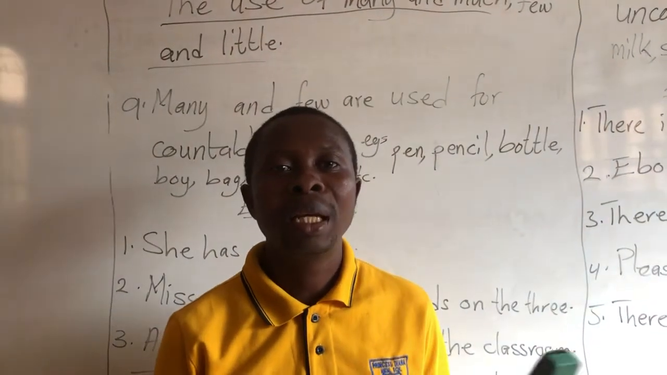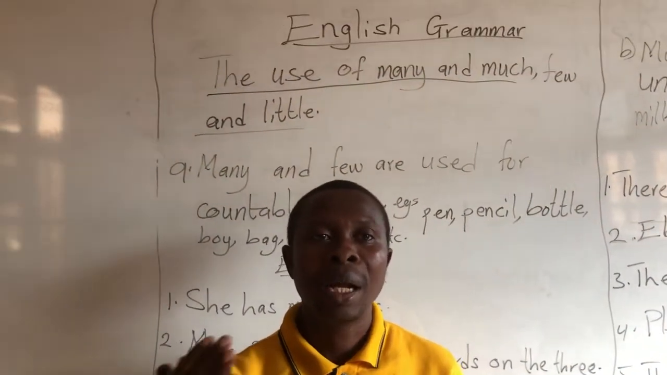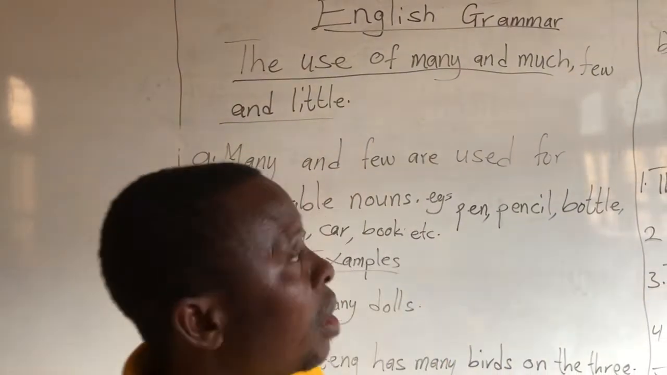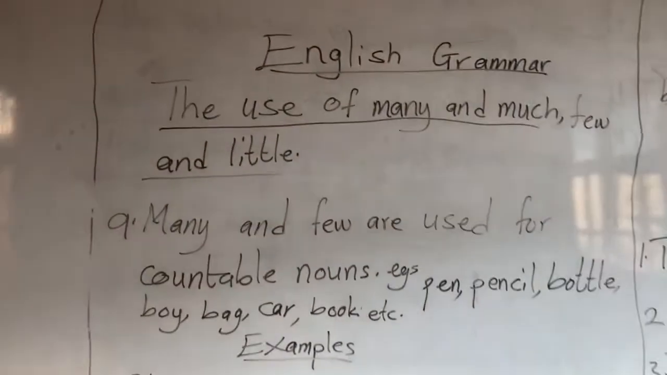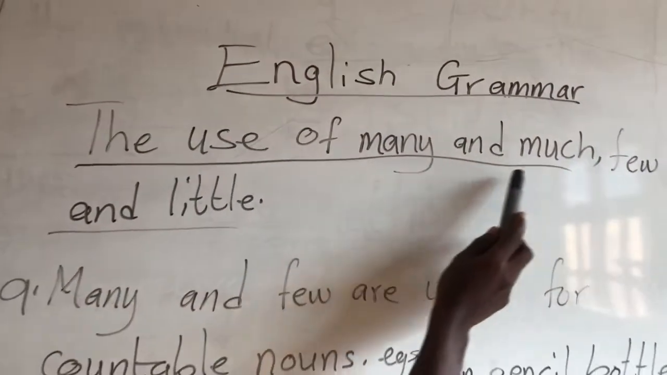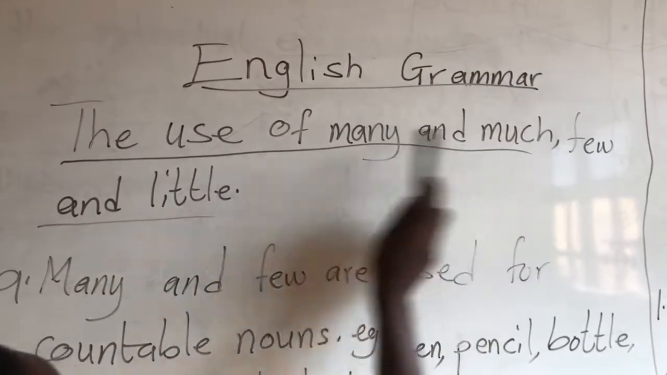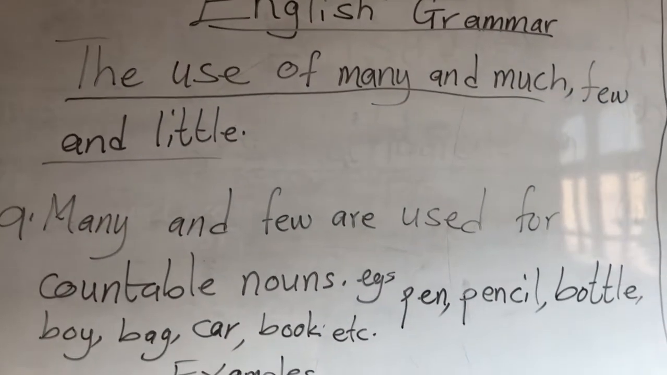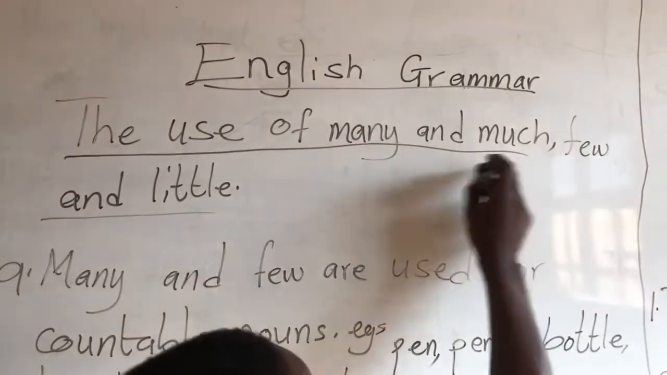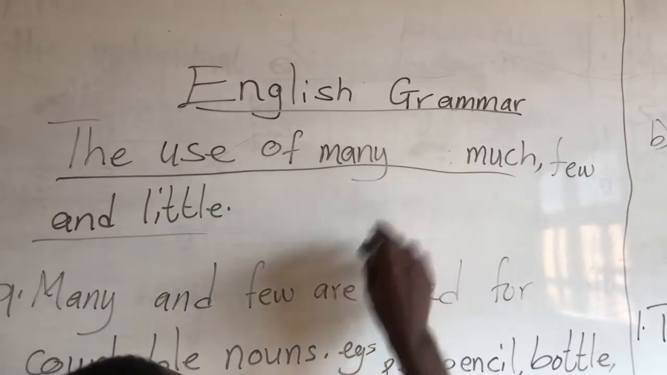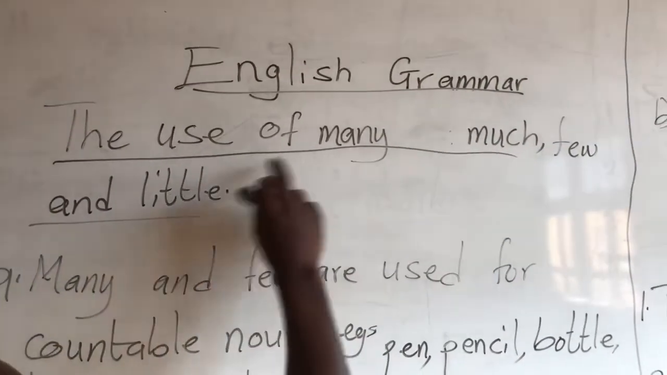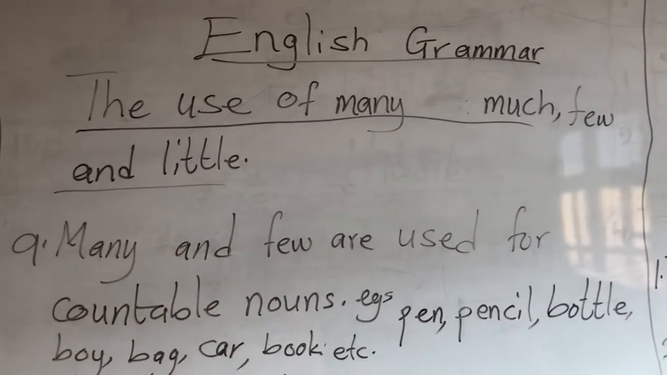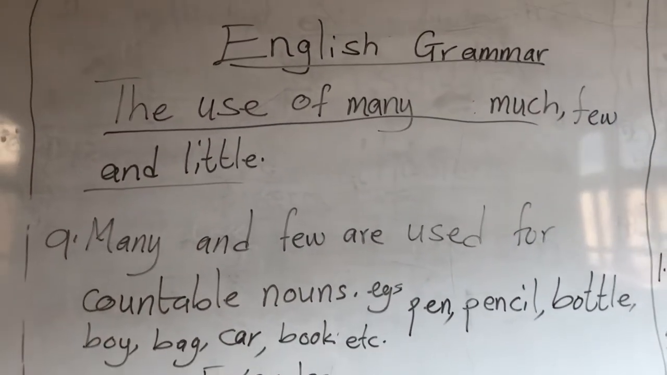Today we have English, okay? But the aspect of English we are looking at is grammar. I will be looking at the use of many and much, few and little. Many, much, few and little. Very good. That's what we'll be looking at today.